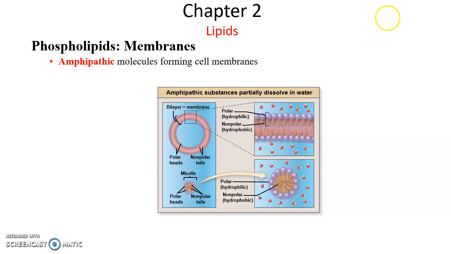Phospholipids. Phospholipids are those amazing amphipathic molecules that form cell membranes. They have the charged phosphate head and two long fatty acid chains that are nonpolar. So nonpolar faces nonpolar, and you end up with the phospholipid bilayer membrane, two layers of phospholipids forming the membrane.